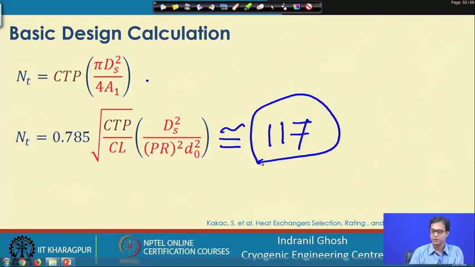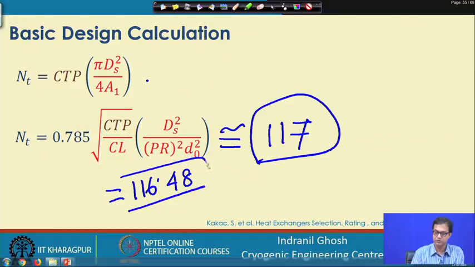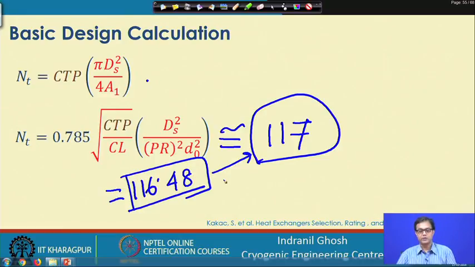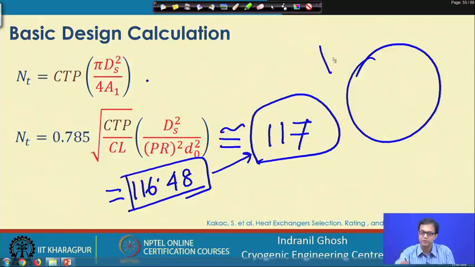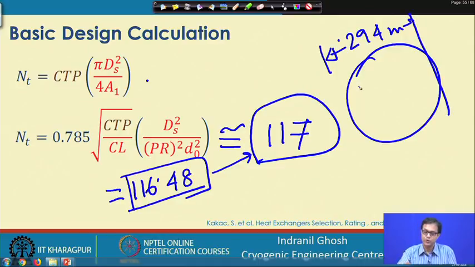So, we have to take a round off value, because its calculation will come as 116.48, but we cannot have a fractional number of tubes. So, we will be taking the next higher value as 117. So, as we can understand that we should have a diameter of typically 0.294 meter, and we have to accommodate something like 117 number of such tubes.